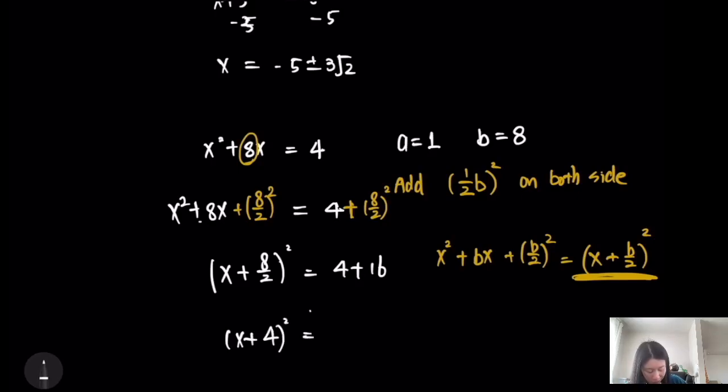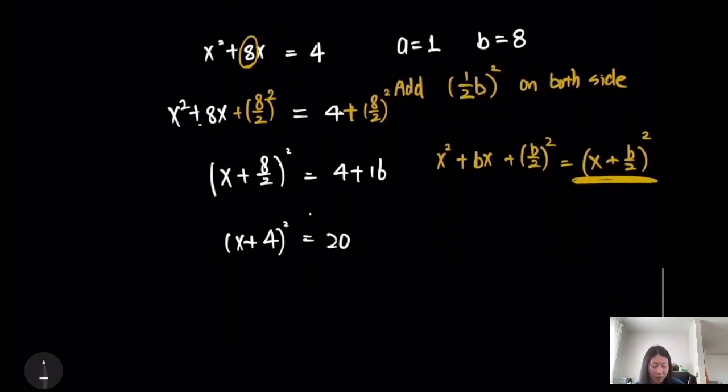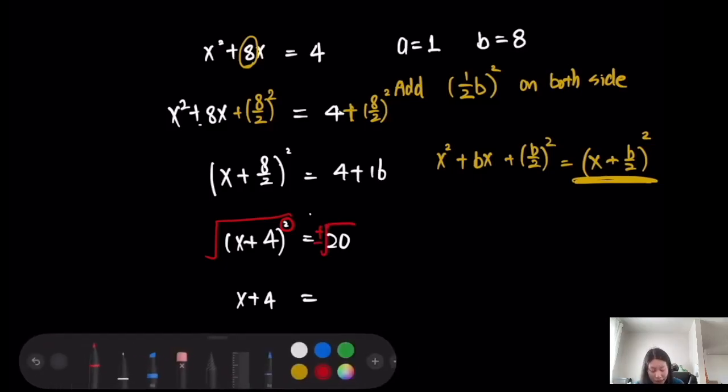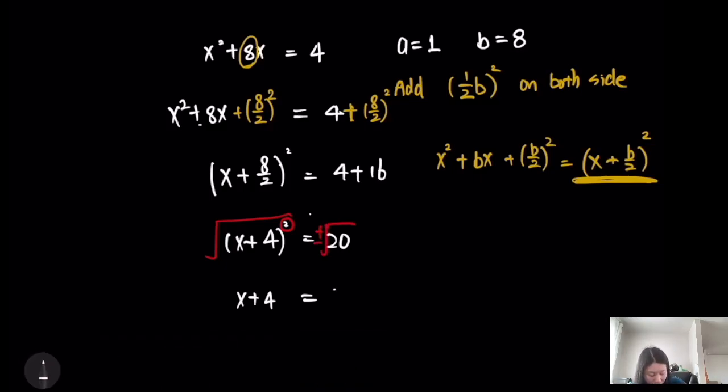Okay, so let me simplify a little bit. So I have x plus 4 squared equals 20, and then I can take the square root on both sides. So I have x plus 4 equals, since this is an even root property, I need to have a positive and a negative number. So I have positive and negative 2 square root of 5. Now I can subtract 4 on both sides. So our solution is going to be negative 4 plus or minus 2 times square root of 5.